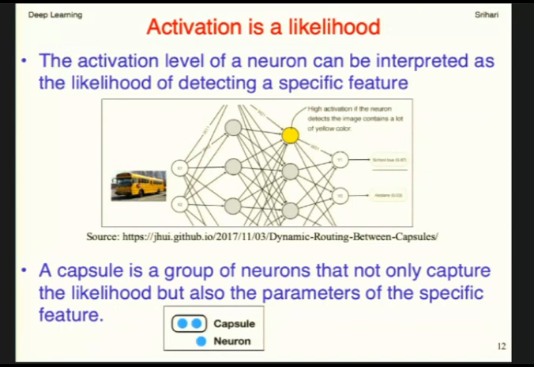So that is the idea that we were generalizing. The capsule is a group of neurons that not only capture the likelihood, but also the parameters of the specific feature. It could be something more about the parameters. I don't know what the parameters for yellow could be. Maybe a long yellow thing or something, some parameters. So all we are saying is that the individual neuron here is now being replaced by a capsule, which is shown like a picture of a capsule with a couple of neurons inside it.